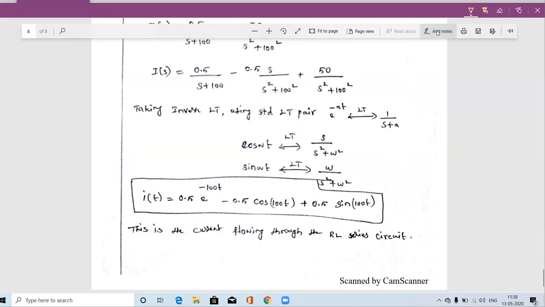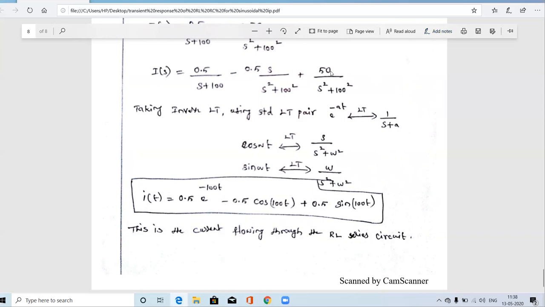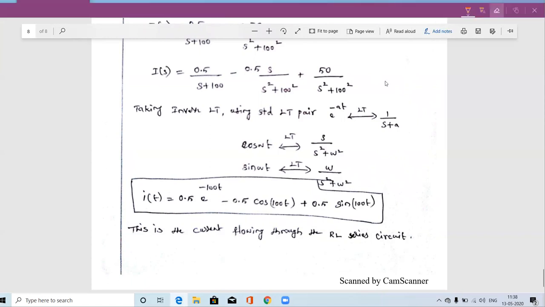So we have to multiply by 2 and divide by 2. If we do that, the value changes. So 50 into 2 is 100. So 100 divided by s squared plus 100 squared. Okay, the 1 by 2 is 0.2. Sin omega t. So this is the current flowing through the series RLC circuit. Correct? So this is the answer.